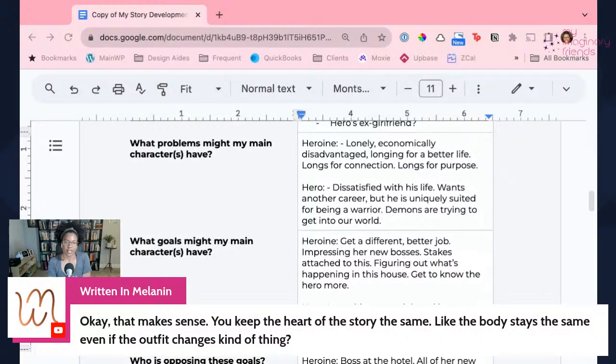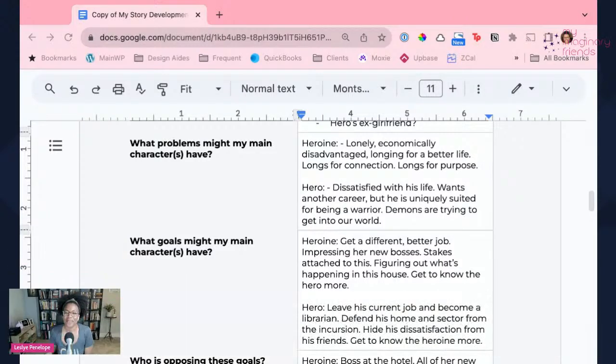So keep the heart of the story the same. The body, exactly. The body stays the same, even if the outfit changes. Exactly. That is what I am trying to say. You have summed it up very nicely. So hopefully, yeah, that helps.